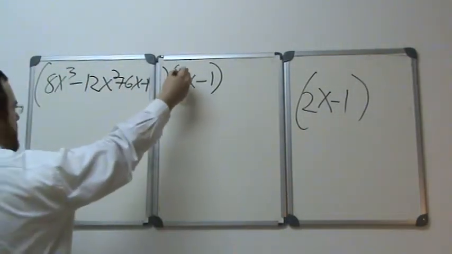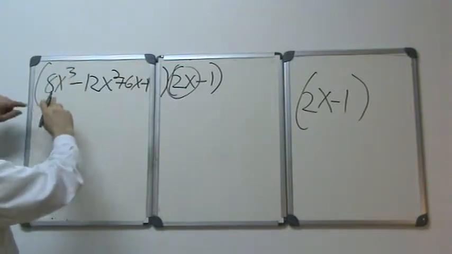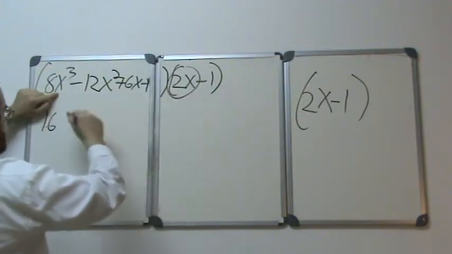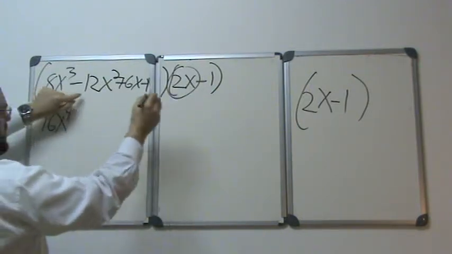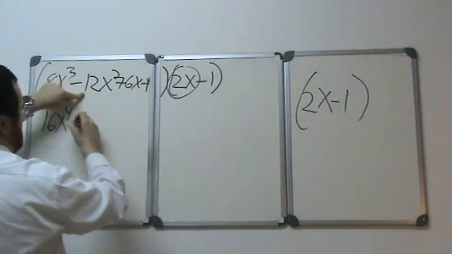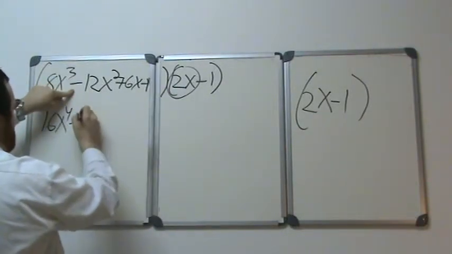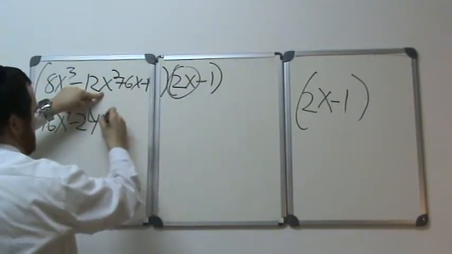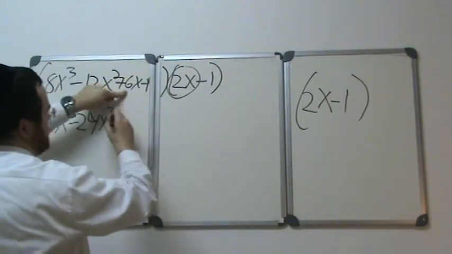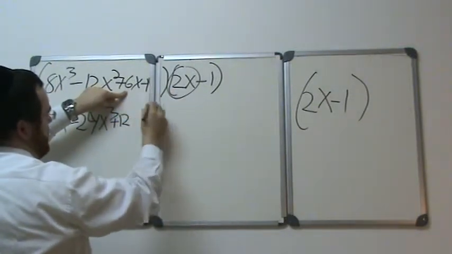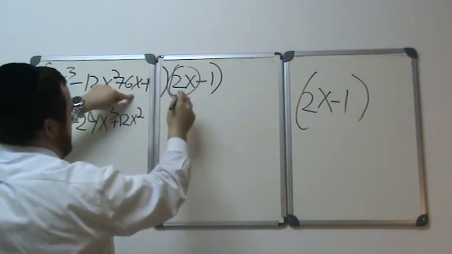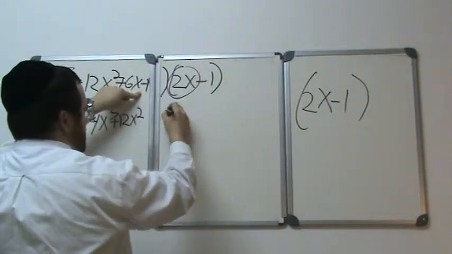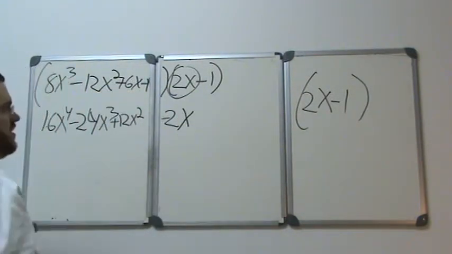So, 2x times 8x cubed. So 2 times 8 is 16. X times x to the 3rd power is x to the 4th power. Then 2 times negative 12 is negative 24. And it's x squared times x is x to the 3rd power. Then 2 times 6, it's a positive, is 12. X times x is x squared. And 2 times negative 1 is negative 2, but it's negative 2x. Fine, that's for the 2x.